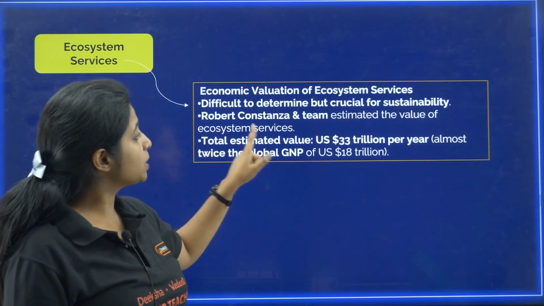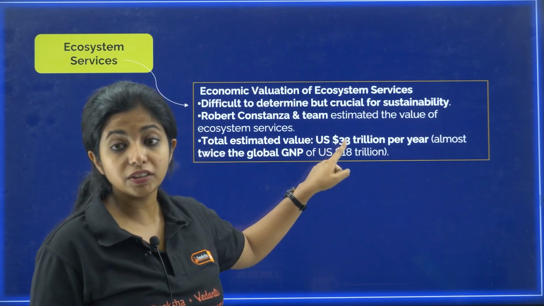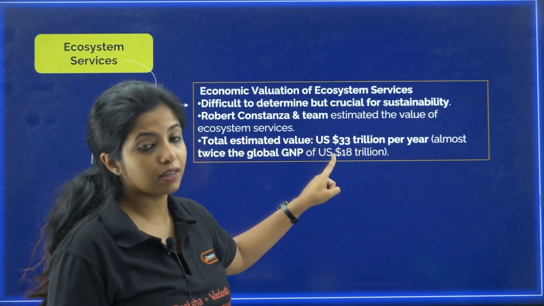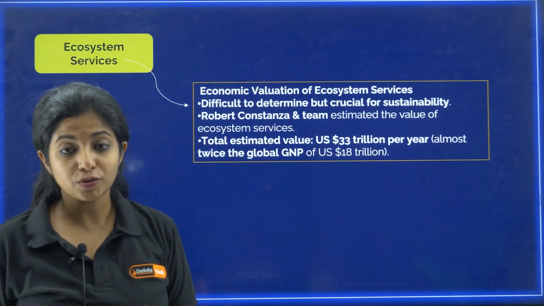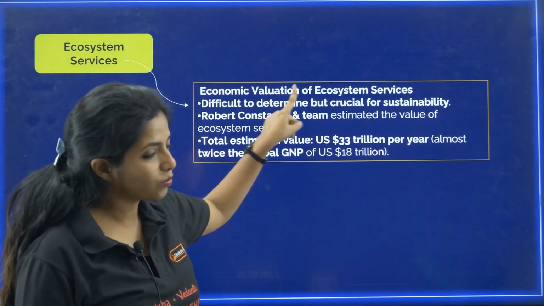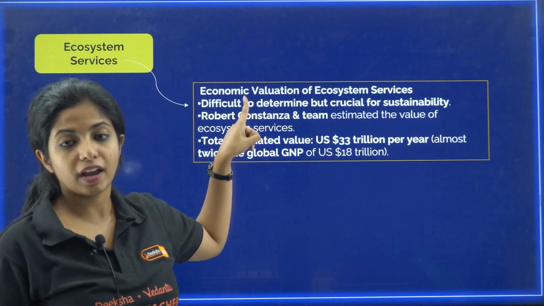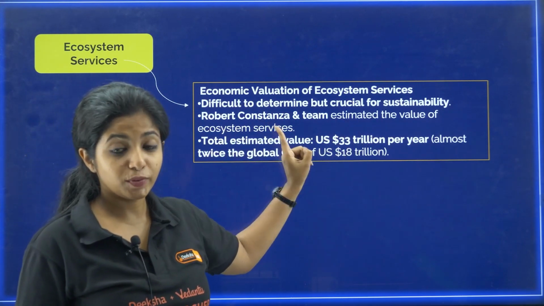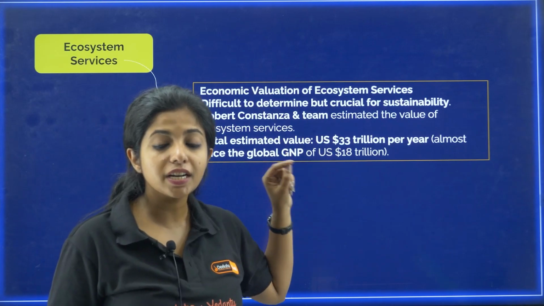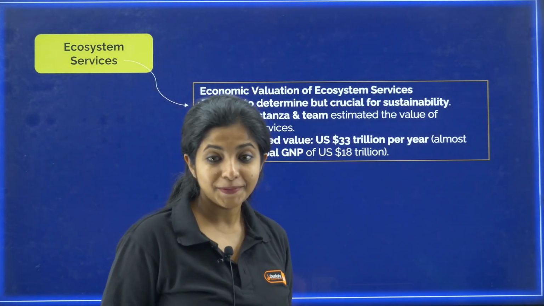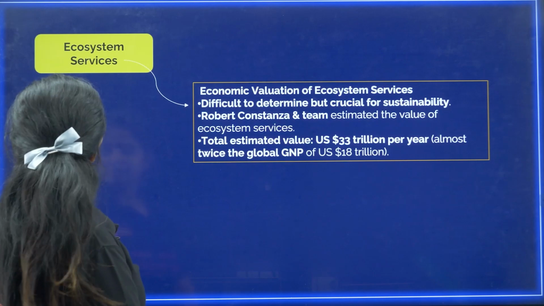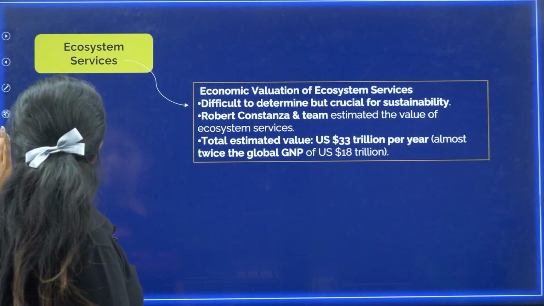The total estimated value was US dollars 33 trillion per year, almost twice the global GNP of the US, that is 18 trillion dollars. You get it? So this is our ecosystem value, estimated by Robert Constanza and the team: US dollars 33 trillion per year. Okay, so with that we complete the chapter.